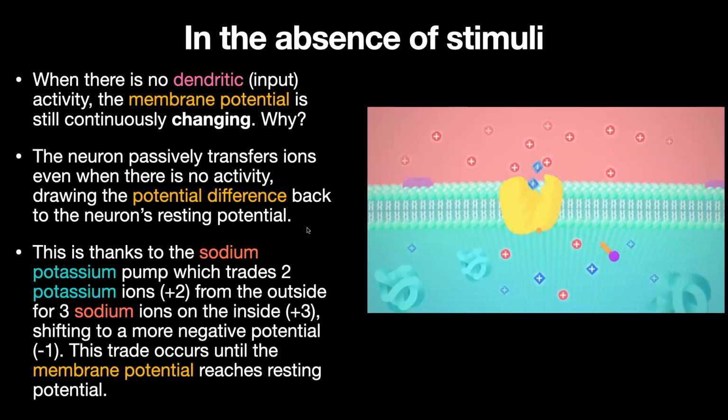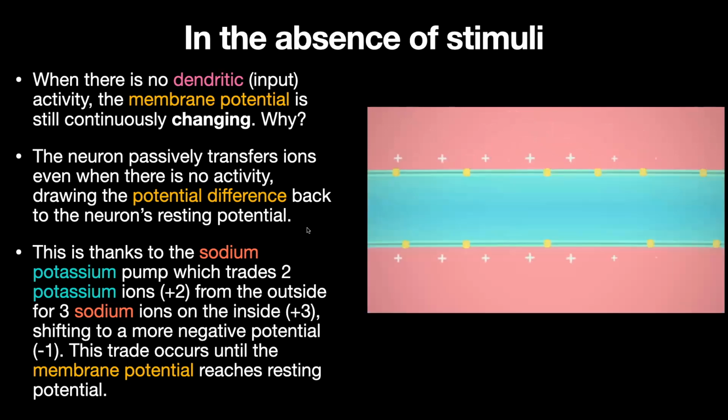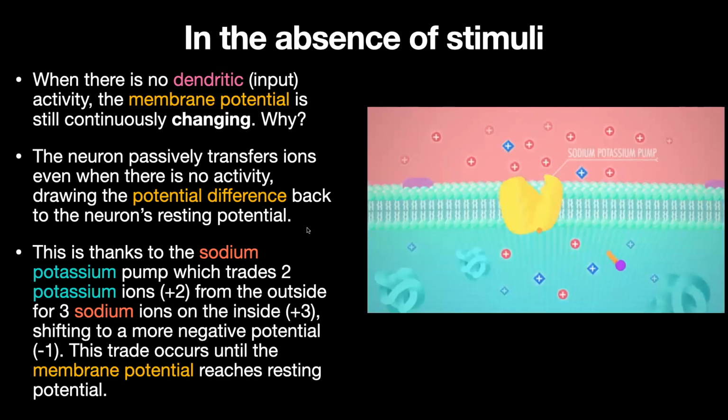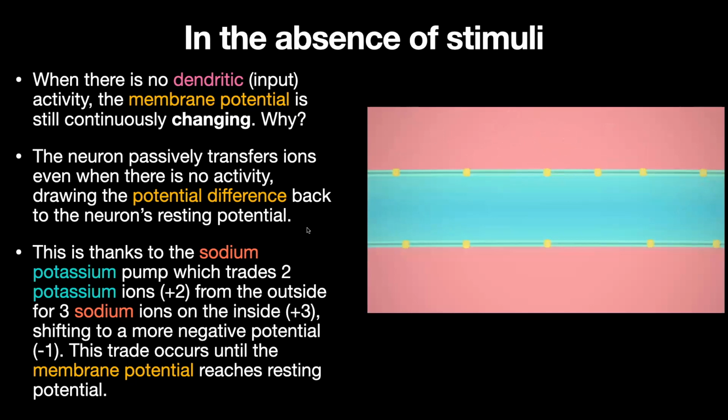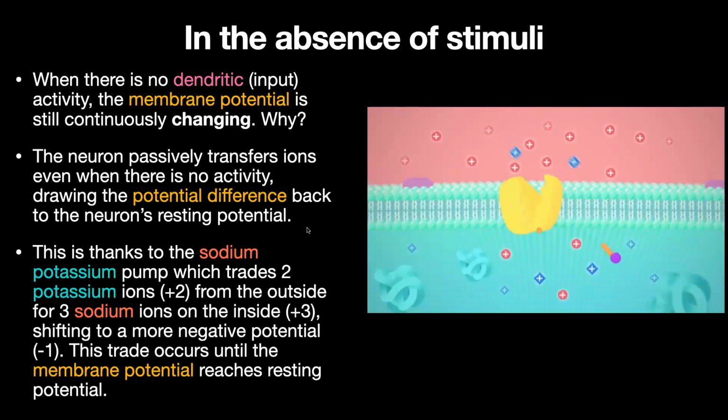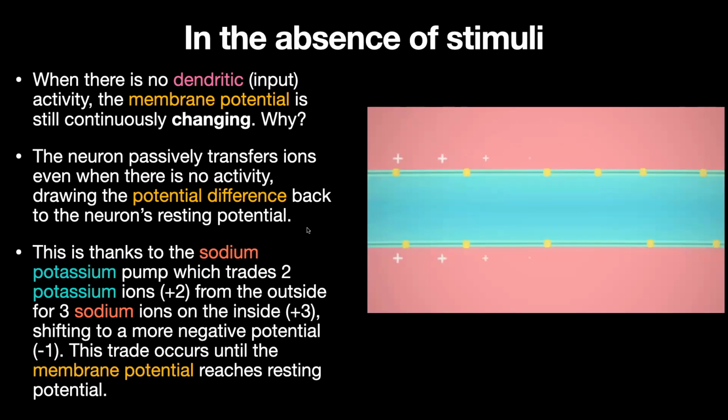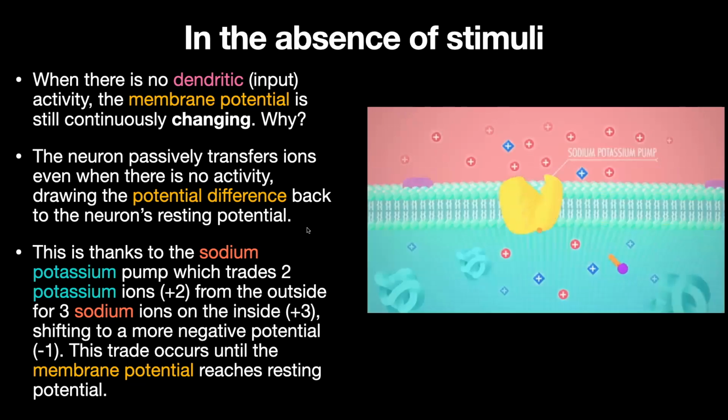That's because there are these sodium potassium pumps that trade 2 potassium ions on the outside for 3 sodium ions on the inside. So you're pumping out 3 from the inside for 2 on the outside, and this creates a net negative trade. Slowly you're getting more and more negative until you reach a certain value, and that's when you stop making these trades.